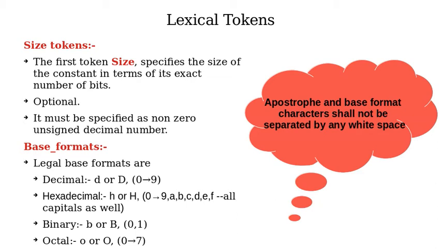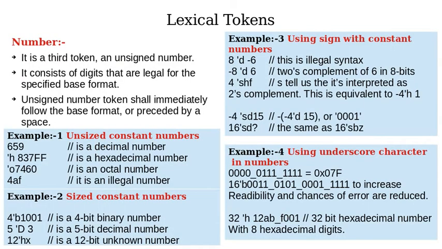Octal can be represented by 0 O or a capital O, and it is represented by the numbers 0 to 7. So number is the third token and it is an unsigned number. It consists of digits that are legal for the specified base format. Unsigned number tokens shall immediately follow the base format or can be separated by one space. So there are a few examples of the numbers which we can use in Verilog HDL.